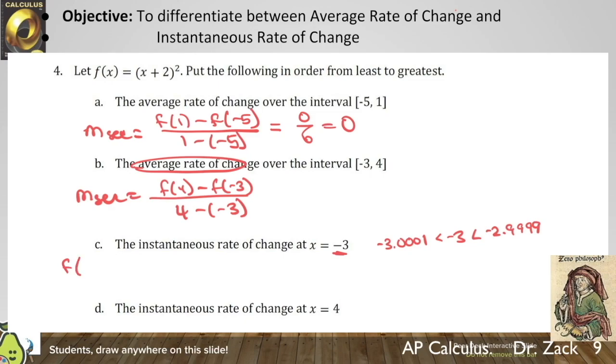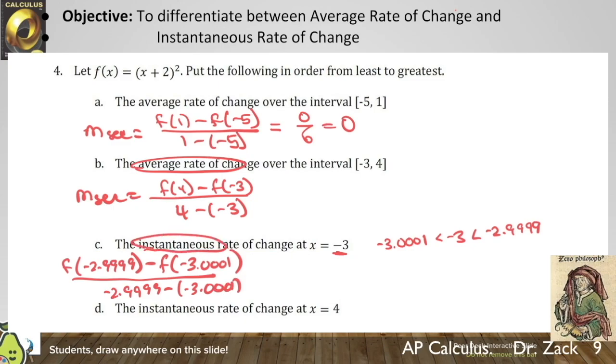So f at negative 2.9999 minus f at negative 3.0001 divided by, and then do your subtraction and see what you come up with. If you come up with something just slightly different, it's really okay, because this is an approximation for the instantaneous rate of change. Doing something similar for 4 will give you an answer, once again, for the slope of the tangent line for question C.